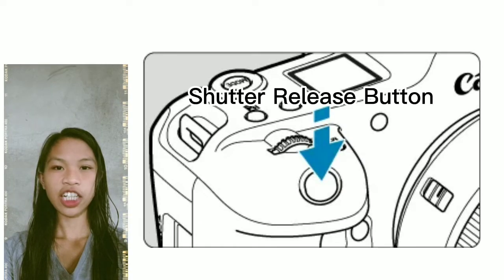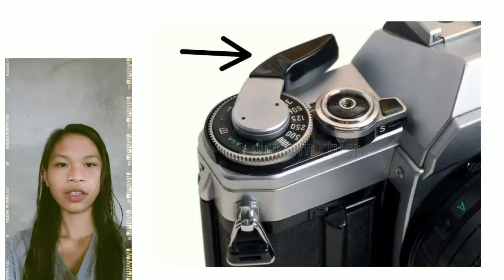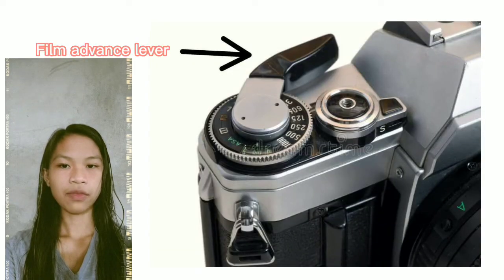Next is the shutter release button. When pressed, the shutter of the camera is released so that it opens to capture a picture and then closes, allowing an exposure time as determined by the shutter speed settings. Next is the film advance lever. The film advance lever is used to rotate the film inside the camera in order to take a new picture.